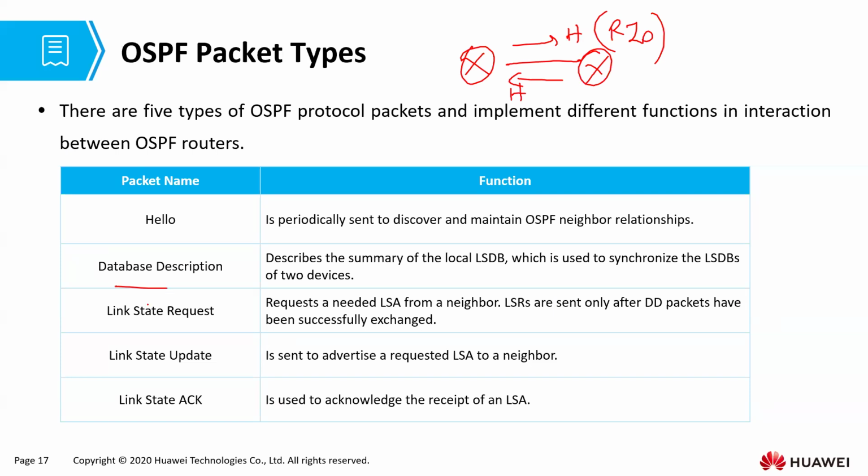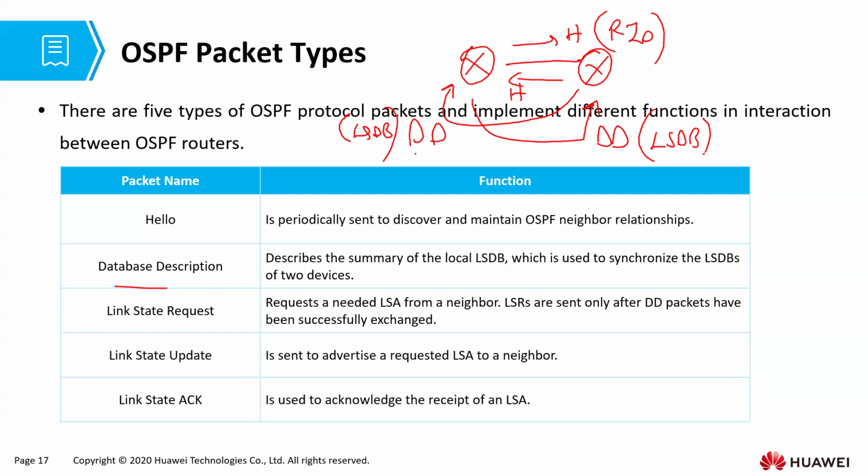We have what we call the DD packet, database description. It describes the summary of the local LSDB, which is used to synchronize the LSDBs. Kana tazivana, this one we share is this database description. Database description is basically its LSDB before synchronization. This one will also share its database description, LSDB before synchronization.